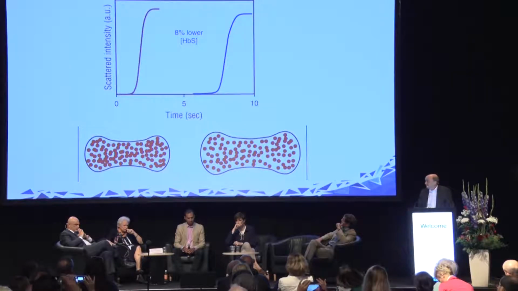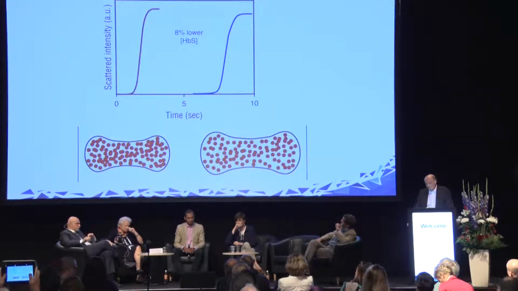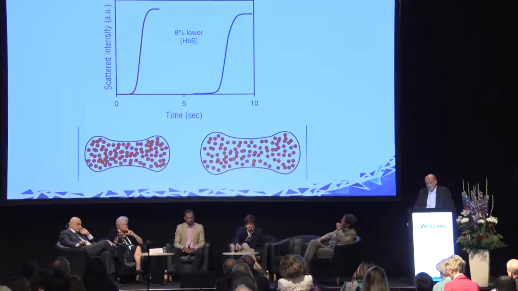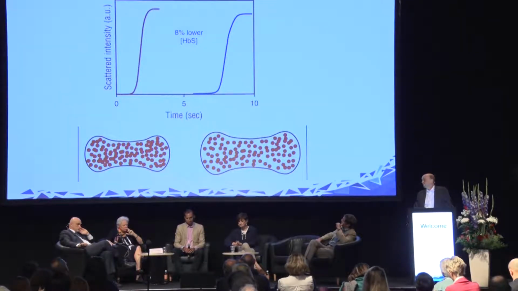And the consequence of this then is that this is a diagram showing that for a relatively small decrease in hemoglobin S concentration, 8%, you get a big increase in the lag time to polymerization that goes from approximately 0 seconds to more than 5 seconds. And that is probably a physiologically important difference between getting stuck in a little blood vessel and getting out into the nice, healthy, big blood vessels.